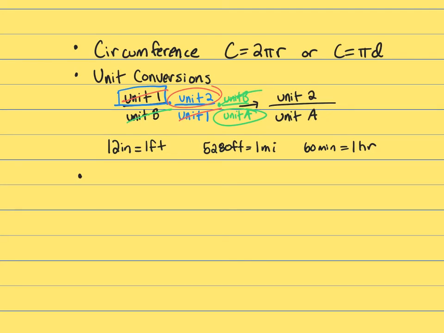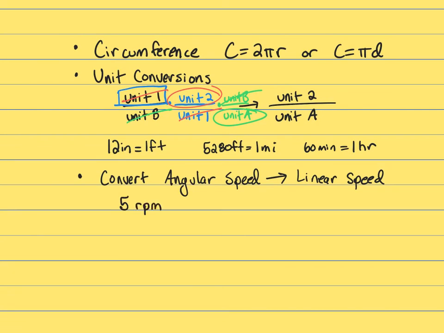Other times we will need to convert an angular speed to a linear speed. So let's say you had an angular speed that was in revolutions per minute. Let's say you had 5 revolutions per minute. The first thing you'd want to do is rewrite that as a fraction: 5 revolutions per 1 minute. We need to multiply by something that is going to end up giving me a linear speed. Now, I still want this minutes because a linear speed still is divided by time.